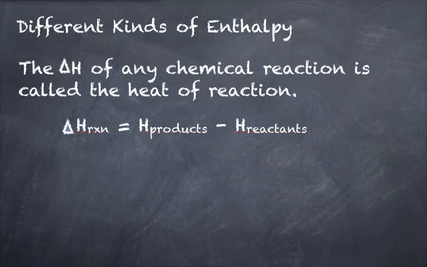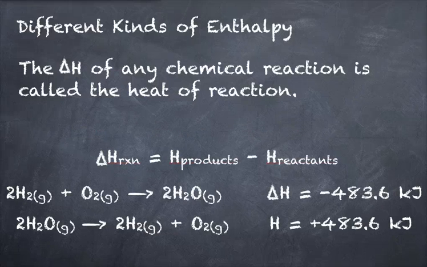So let's look at these different types of names, different types of enthalpy changes we just give different names to. The first one is the heat of reaction, and this is what we just call a normal chemical reaction. The delta H of any reaction is called the heat of reaction, and it's the enthalpy of the products minus the enthalpy of the reactants.